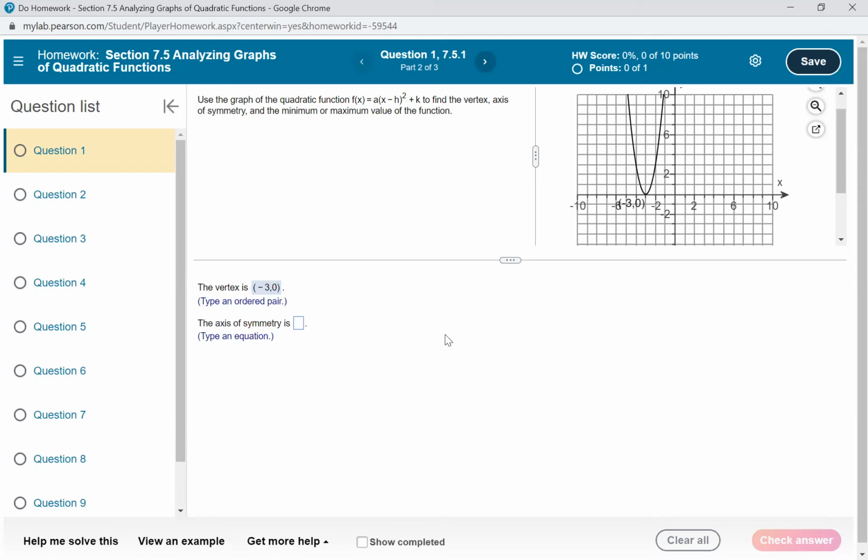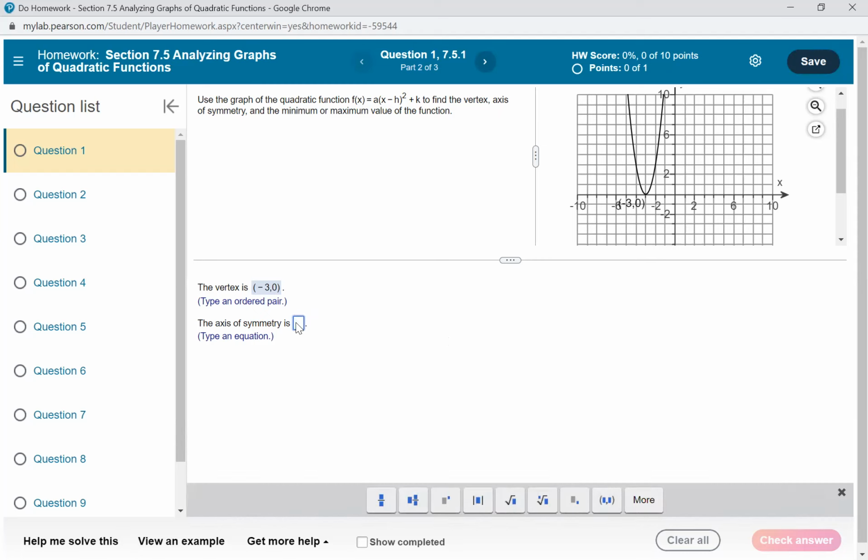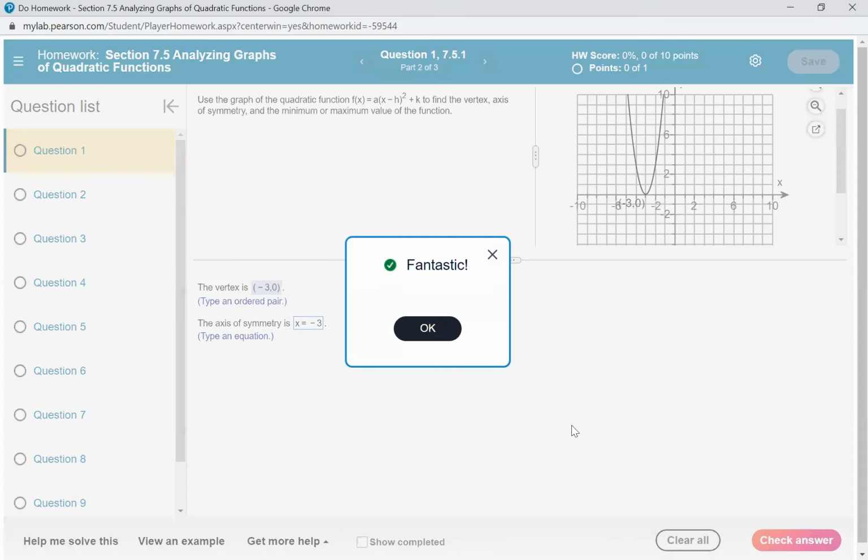The axis of symmetry. Well, remember, we just said that the axis of symmetry is equal to the x value of that parabola, of that vertex point. So my vertex is at -3, 0. So the x value is -3. So when you punch in the axis of symmetry, you got to put x equals -3. Okay, so it's got to look like an equation. You got to have that x in it. So then you would check that answer.